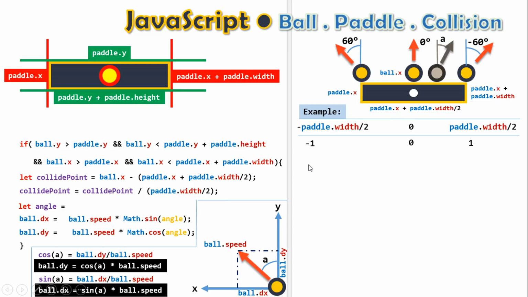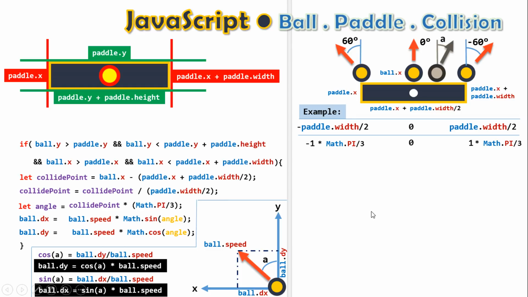So I will just multiply these values here by 60 degrees. So minus 1 times 60 degrees, 0 times 60 degrees, and 1 times 60 degrees, which is in JavaScript Math.PI divided by 3. You may say minus 1 times 60 degrees will return minus 60 degrees, not 60 degrees. We will handle that soon. So now to calculate the angle, I will just say let angle equals collide_point times 60 degrees.